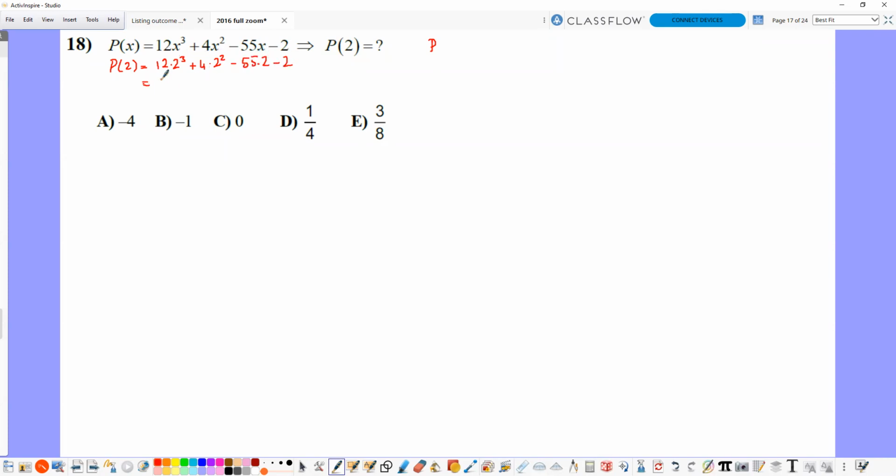So this is equal to 12 times 8 plus 4 times 4 minus 55 times 2, that's going to be equal to minus 110 minus 2. Here, 12 times 8 is equal to 96. Plus 16, it's going to be minus 110 minus 2. And here, this is 112. 112 minus 112, that's equal to 0. So the answer is C.